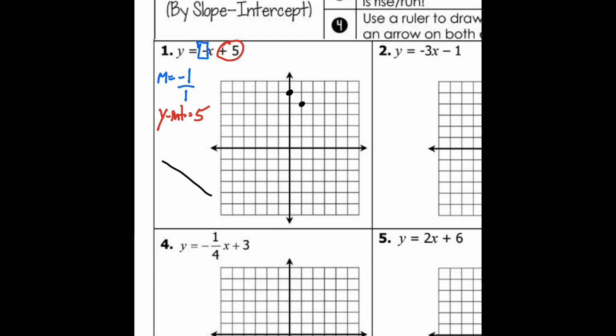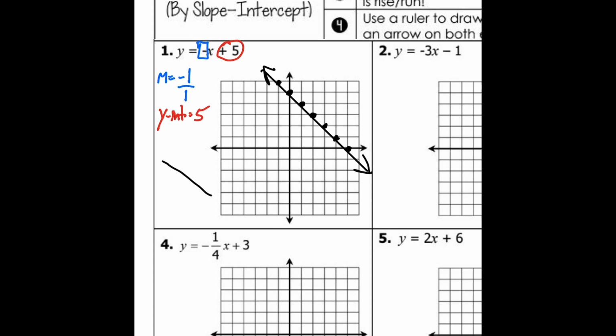So let's go ahead and graph it. Down 1 over 1. And I can continue to do this, down 1 over 1, down 1 over 1, for as many dots as I need until I feel confident that I can draw a nice straight line. I can also go the opposite direction. I can go up 1 and over 1 to the left. So down 1 over to the right, up 1 over 1 to the left. I draw my line, connect all the dots, put my arrows on the ends, and there it is.